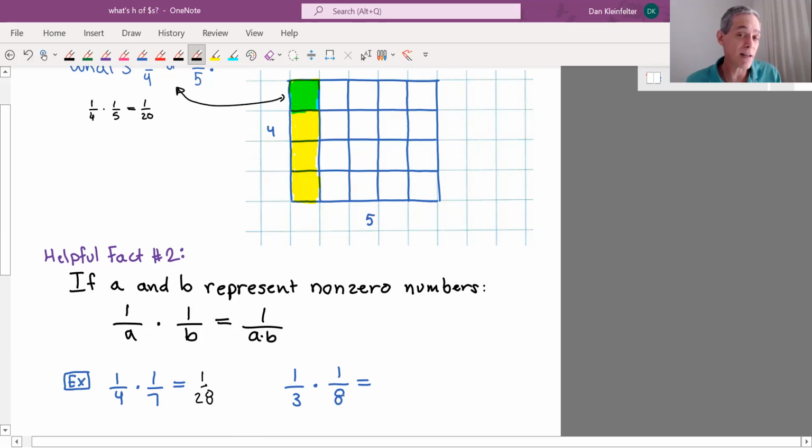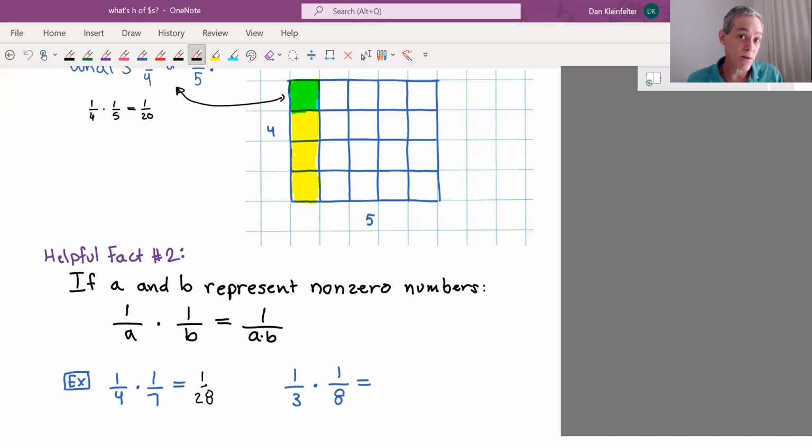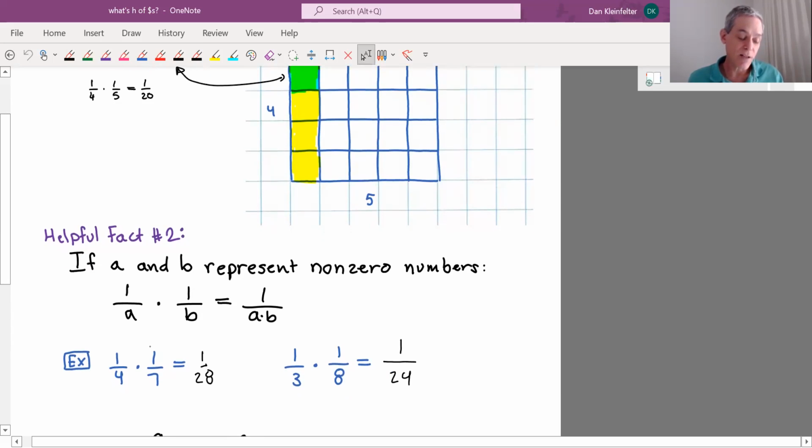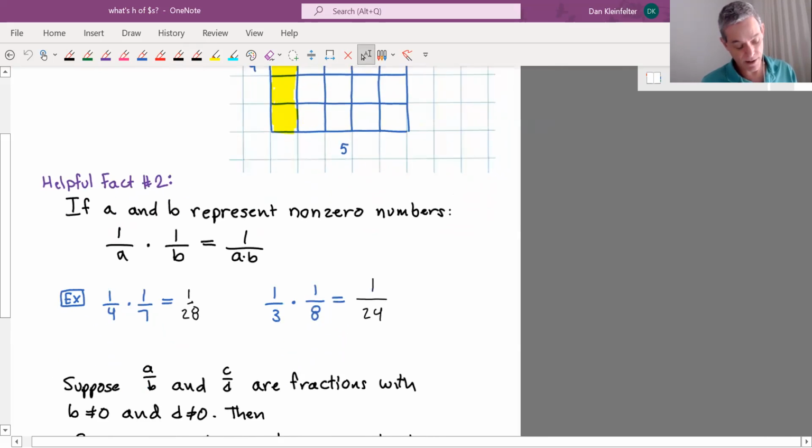Okay, 1/3 times 1/8. Again, here we would have a rectangle with 8 squares in each row and 3 rows. So 8 times 3 is 24. We would have one column of 3 squares out of those 8 columns, and we would take 1 of those 3 squares out of that first column. So that would be 1/24. Okay, and so these couple of examples illustrate this. If you're multiplying together two fractions, 1 over a and 1 over b, then this gives you 1 over a times b. That is, multiply the denominators together.